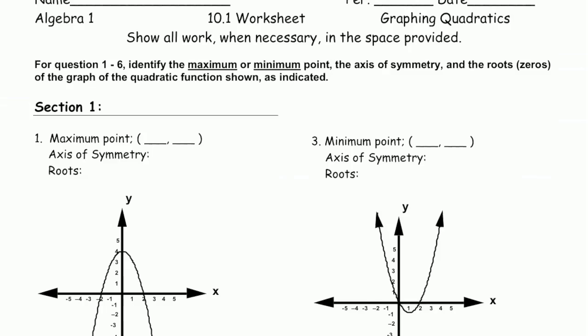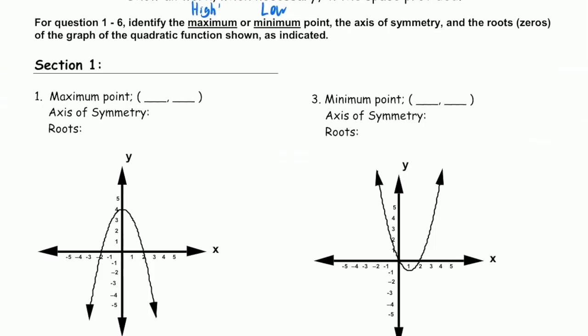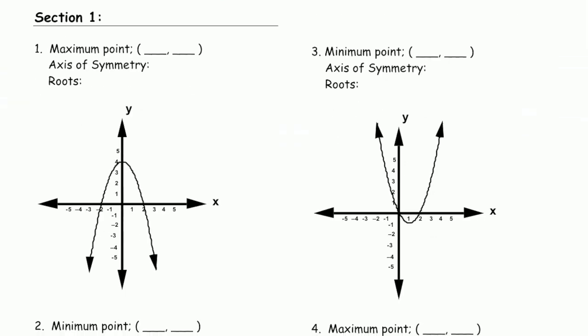Okay, so we're going to go through 4 examples here of identifying features of a graph. So these key features are going to be whether it's a minimum or a maximum, the axis of symmetry, and the roots. So minimum and maximum, if it's a maximum, then it's going to have a highest point. And if it's a minimum, then it's going to have a lowest point. So we have it here telling us it's going to be a maximum or a minimum based on the question.